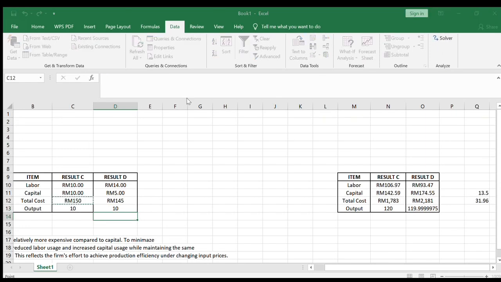Go to Solver, delete, delete, and delete. Solver and put the cost equal to 1 to 0.